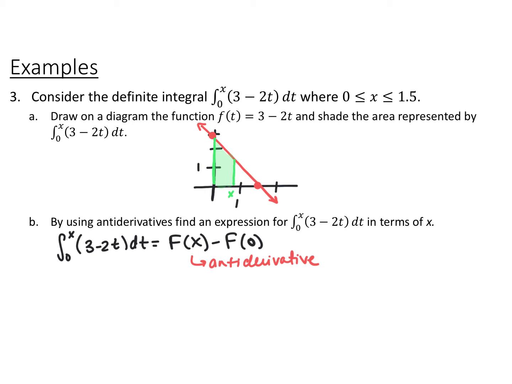and from the previous slide we said that this was equal to capital F of x minus capital F of 0, where capital F of x is the antiderivative of f of t. So if you haven't already done so, go ahead and pause the video and try and make an area function using antiderivatives.